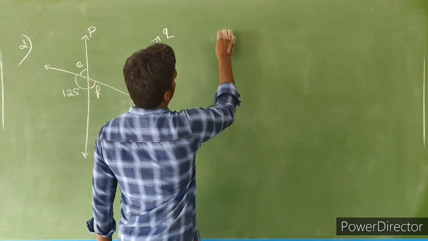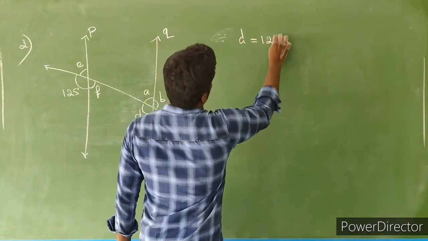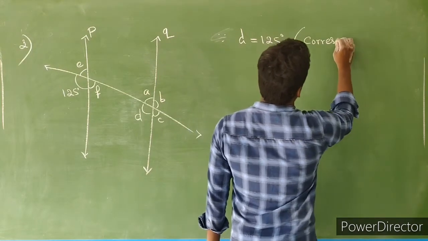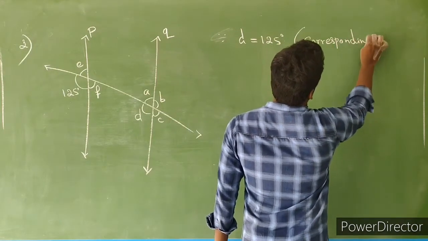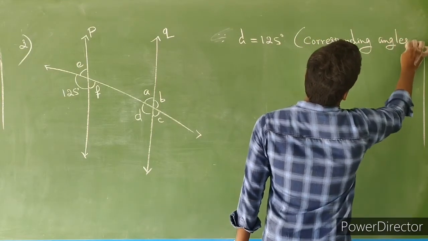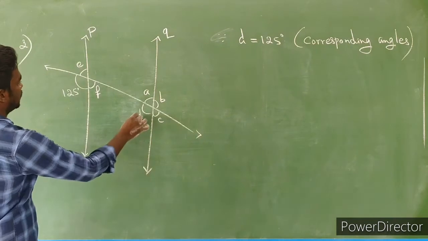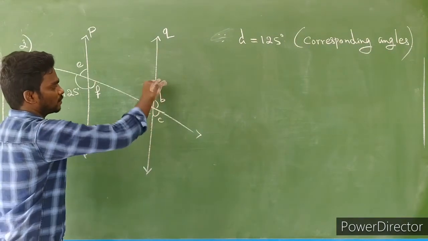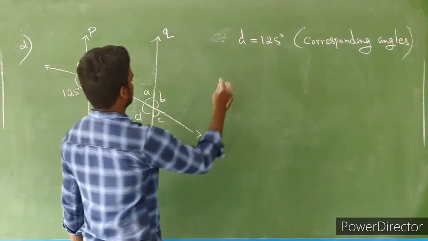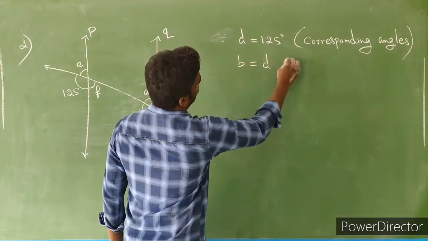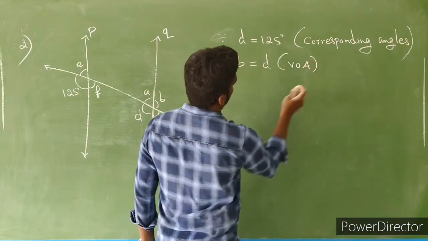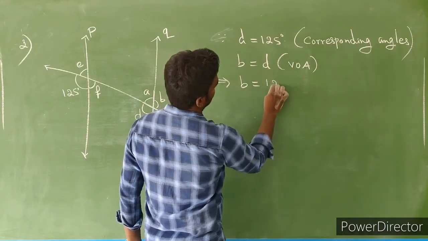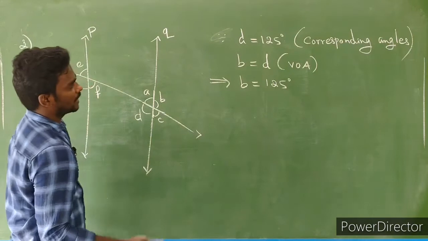Since d is equal to 125 degrees, what is the condition? Corresponding angles. Next, angle d is equal to angle b because these two angles are vertically opposite angles. So what is the condition? Vertically opposite angles implies that angle b is equal to d, which is the same as 125 degrees. So angle b is equal to 125 degrees.